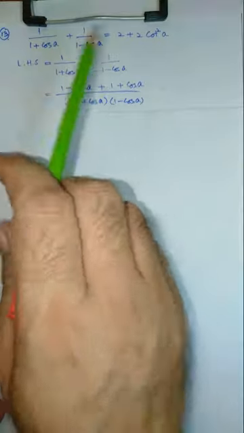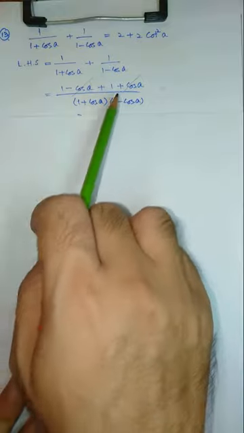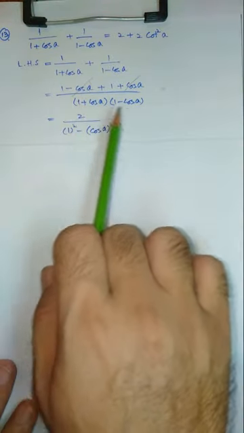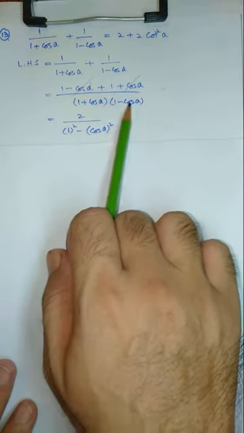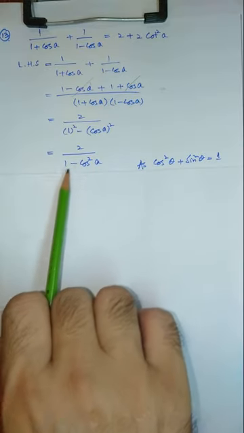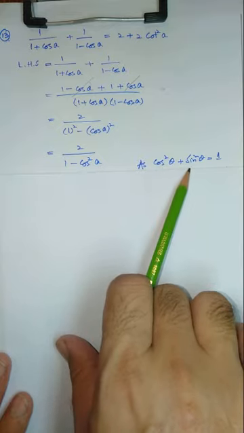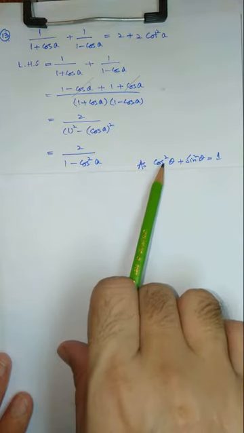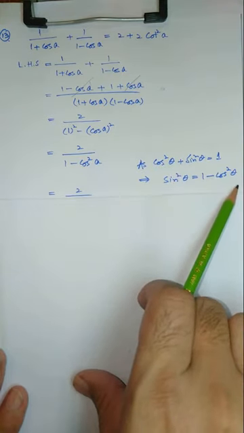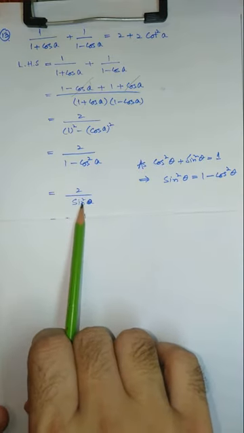So cos a and cos a are cancelled because one has positive sign and another has negative sign, and 1 plus 1 is equal to 2. 1 ones are 1 square, plus minus are minus, and cos a into cos a, which is equal to cos square a. So this is equal to 2 over 1 minus cos square a. As we know that cos square theta plus sin square theta is equal to 1, so shift this cos square theta to the other side, then sin square theta is equal to 1 minus cos square theta. So putting the value of this, which is sin square a.